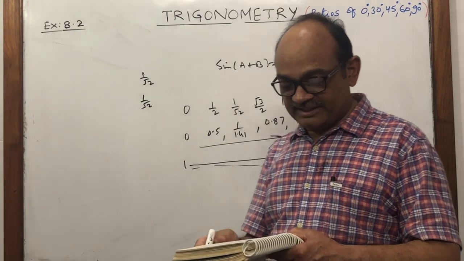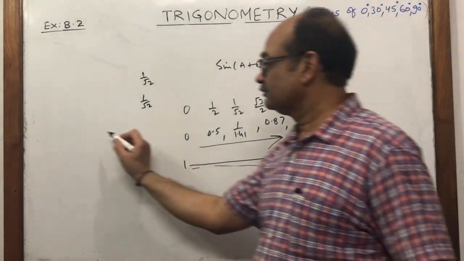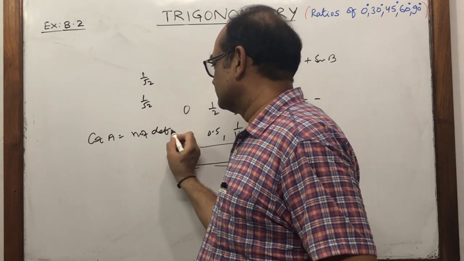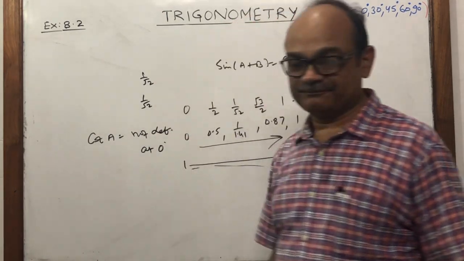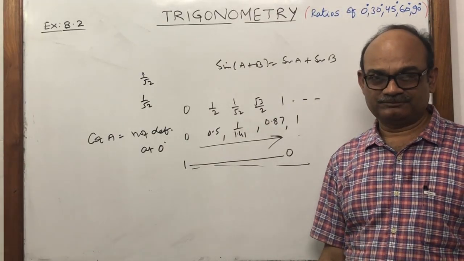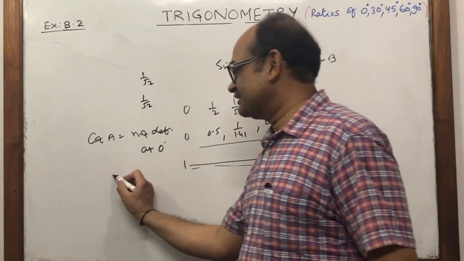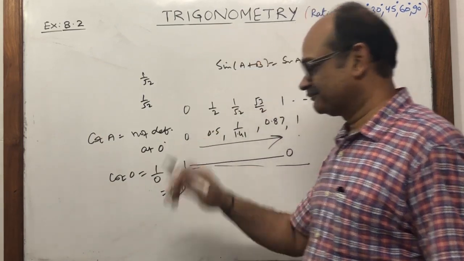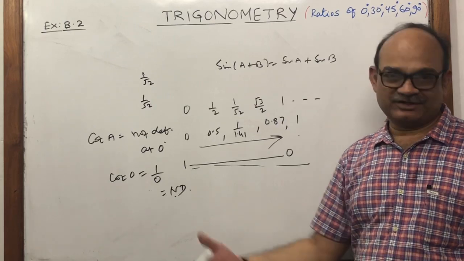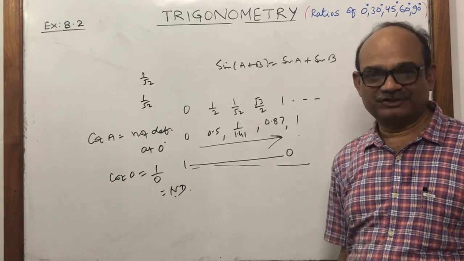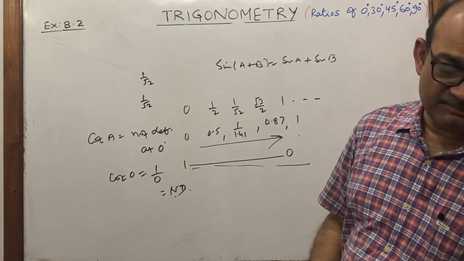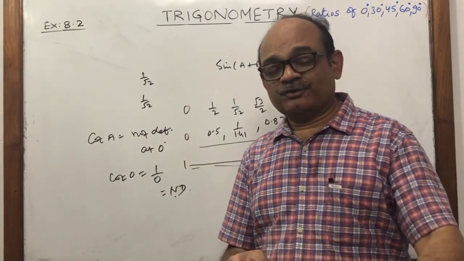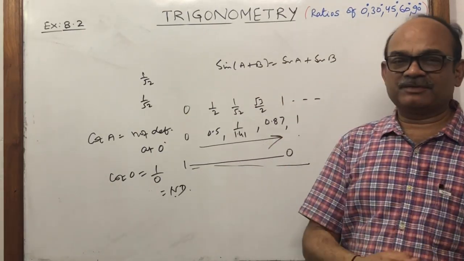Next is cot A is not defined when A is 0. Cot A is not defined at 0 degree. What is tan 0? Tan 0 is 0. So cot 0 is not defined. Very true. Something divided by 0 is not defined. So this option is true. So in this way we have completed exercise 8.2 of the NCERT book. Now we are starting some good questions from previous years' board exams.